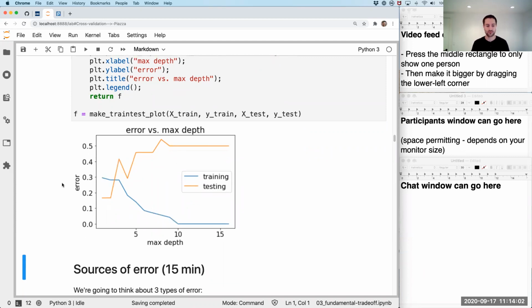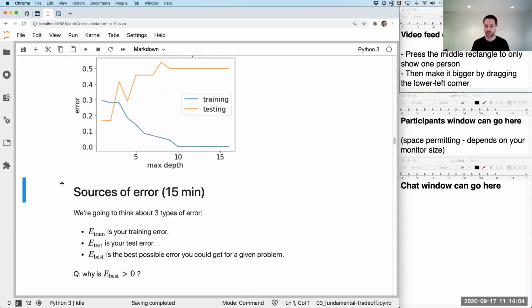Okay, moving on. The error should be kind of the same for training and testing data. So that's what we're going to talk about next. We're going to get a little bit technical for the next 15 minutes or so. Bear with me, because what we're going to talk about now is extremely important. It's just more conceptual than most of the things that we tend to talk about in this course.